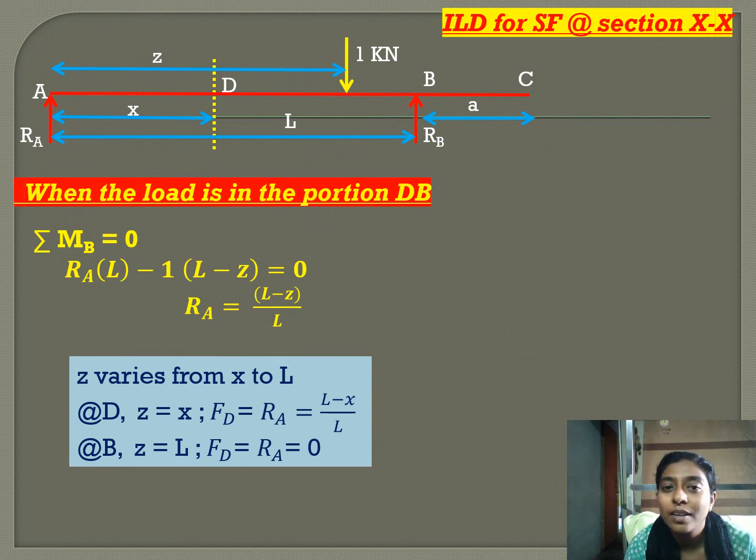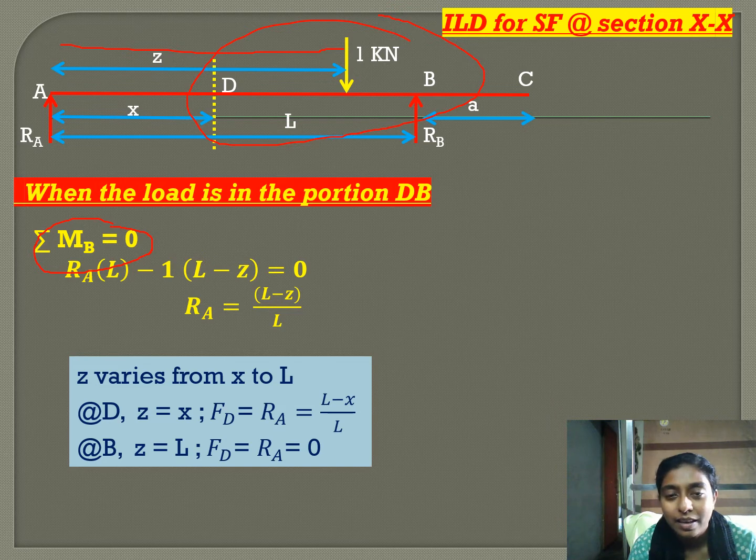Now, when the load is in the portion DB, the load is on the right of the section, we will consider the summation of all the forces on the left of the section, that is RA, only RA. RA is left upwards, we will take it as positive. So, anywhere from D to C, our shear force at the section will be equal to RA. So, to find RA, we apply sigma MB is equal to 0. This Z is taken at a distance from A.